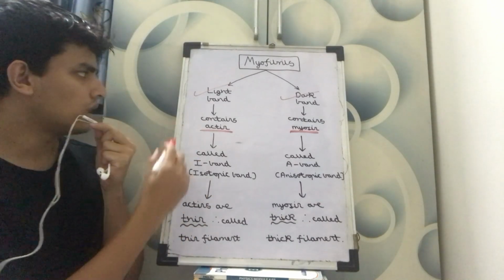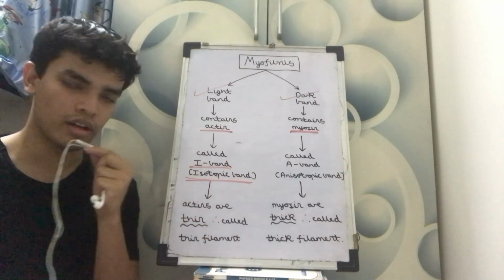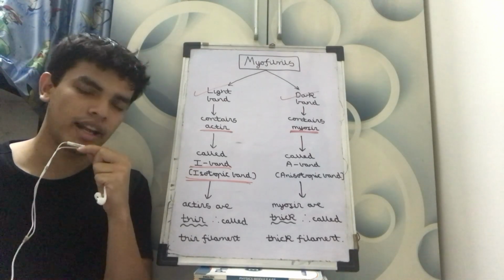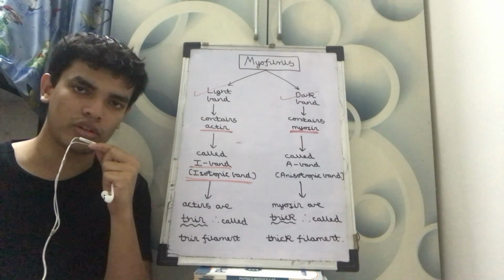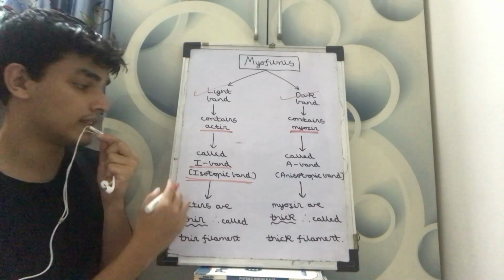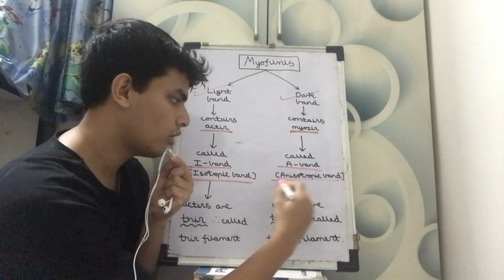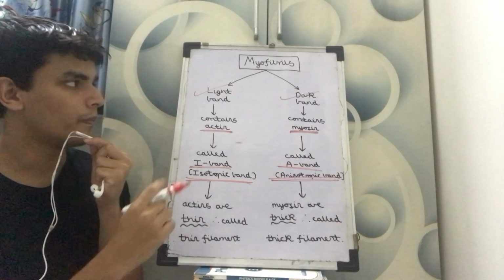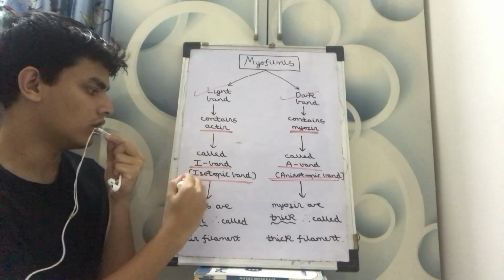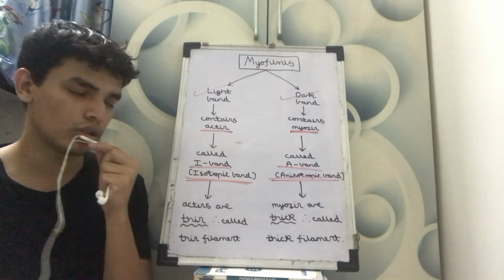Now the light band is called the I band or isotropic band. When we learn the mechanism of contraction, at that time we will refer to the light band as the I band or isotropic band and the dark band as the A band or anisotropic band. Isotropic means which emits light, right? So you can remember it like that. So this is the isotropic I band, and the dark band is called the A band, which is the anisotropic band.